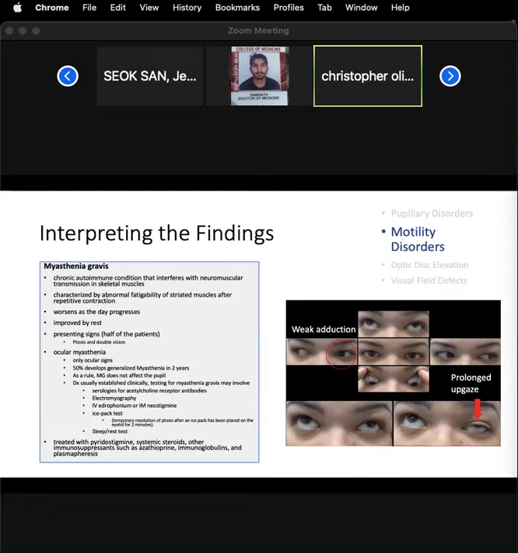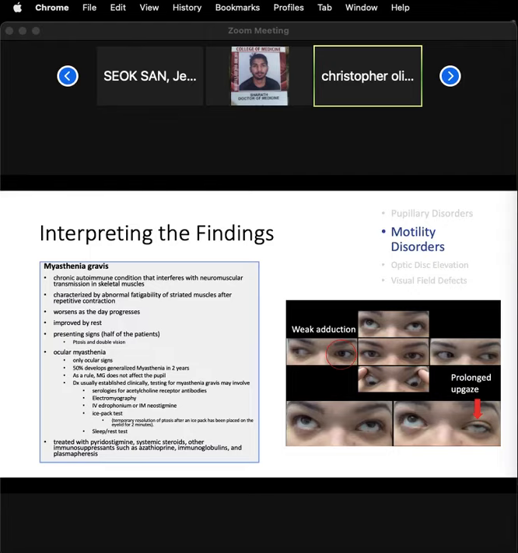Next, myasthenia gravis, a chronic autoimmune condition that interferes with neuromuscular transmission and skeletal muscles, characterized by abnormal fatigability of skeletal muscles after repetitive contraction. So it worsens as the day progresses, and will be improved by rest. Presenting signs of myasthenia gravis are also ptosis and diplopia. For ocular myasthenia, only ocular signs are present, and 50% will develop generalized myasthenia in 2 years.